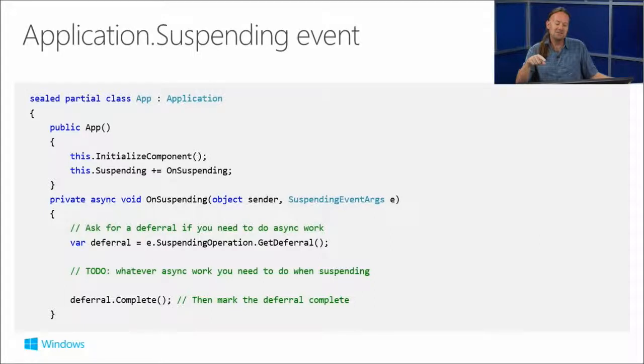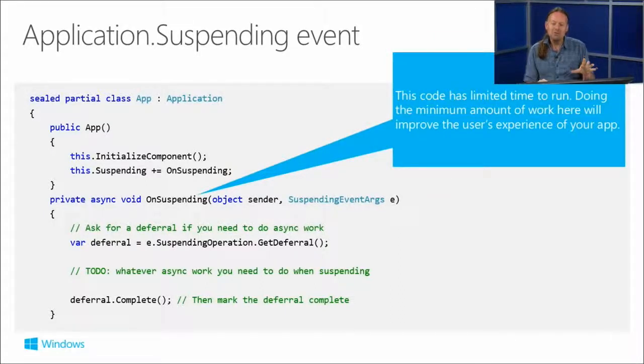This deferral is a nice way of allowing you to do async calls within an event handler, but deferring the continuation of the OS as it's trying to suspend your app. When you take a deferral, you're saying, okay, I'm just going to do some async methods here, so just hang on there. When you're finished, you then call deferral.Complete, and that signals back to the caller that this OnSuspending processing has completed.